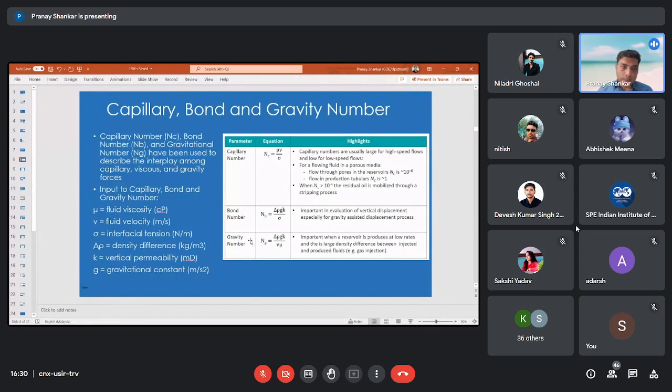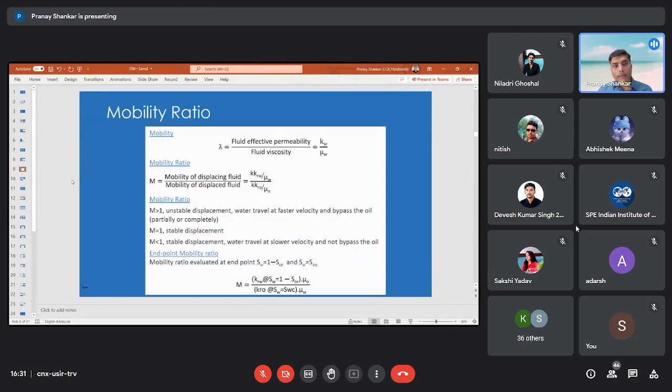Capillary number, bond number, and gravity number. These are very important parameters which are basically dependent on fluid properties, interfacial tension, and your injected fluid velocity. Based on these ranges, you decide on various types of displacement processes and also whether the displacement will be stable or not. So these are some of the important parameters which need to be monitored and understood well. Then another parameter that needs to be understood well is mobility ratio. This is one of the most critical items.